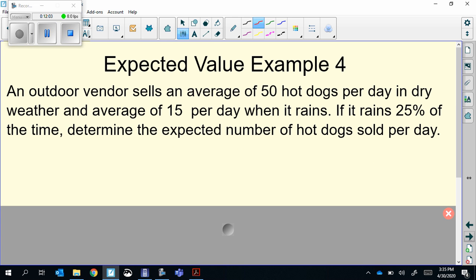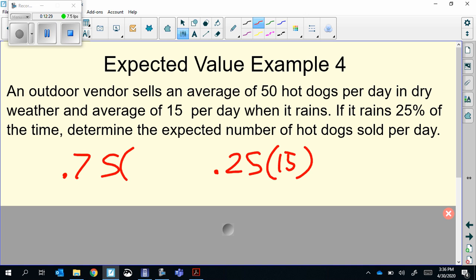An outdoor vendor sells an average of 50 hot dogs per day when it's dry and 15 when it rains. If it rains 25% of the time, determine the expected number of hot dogs sold per day. So it rains 25% of the time, so 25% of the time they're going to sell 15, and then the rest of the time, 75% of the time, they will sell 50.